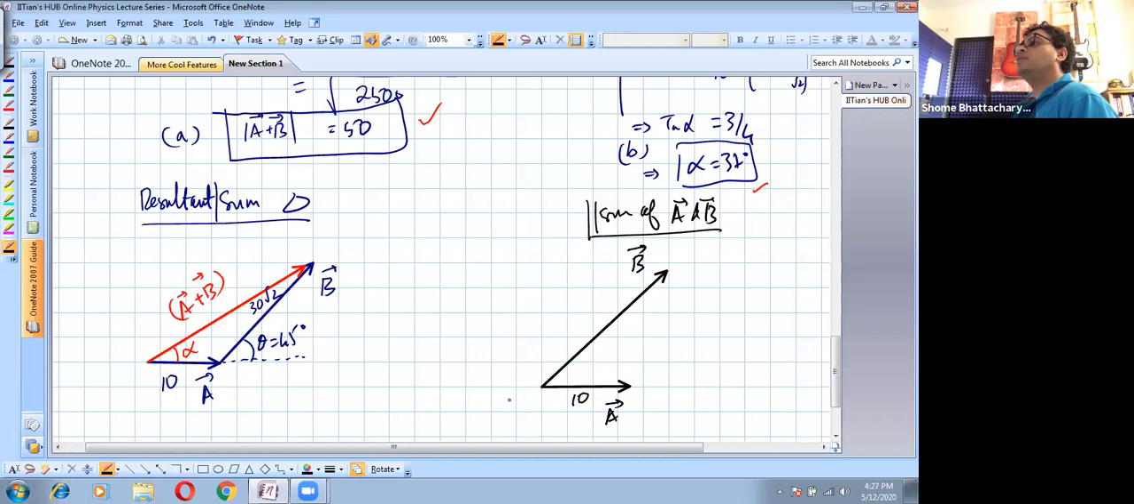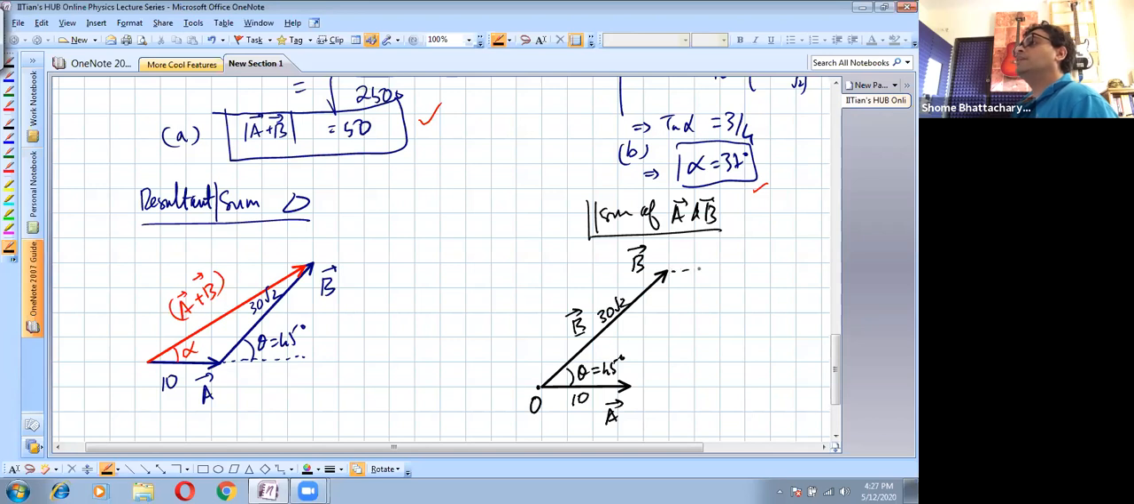Remember, in the parallelogram law, we draw the vector from a common origin, not from head to tail like this one. In the triangle law, we first draw vector A, then from the head of vector A, we draw vector B. But in the parallelogram law, we draw both vectors from the common origin. So the angle becomes this angle over here. This is 45 degrees. And this is your vector B, which is of magnitude 30.